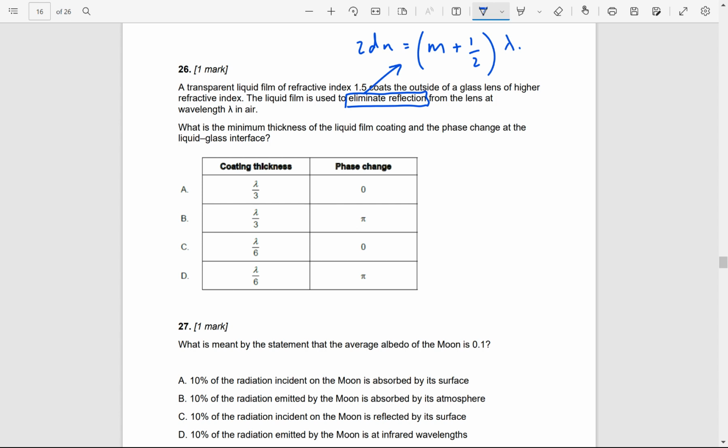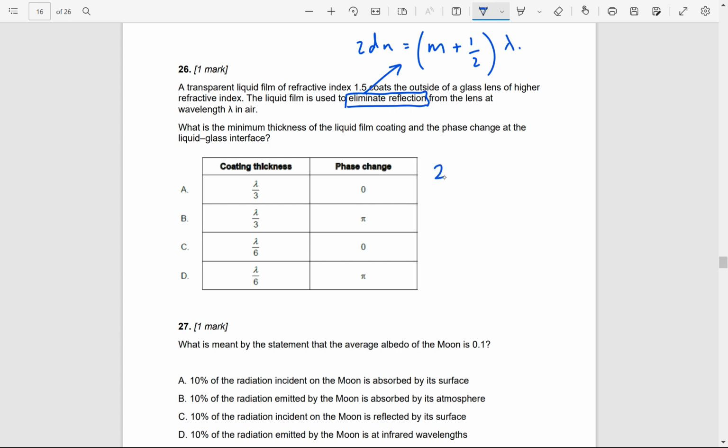It is confusing in the data booklet. It would lead you to think you want the other one, but you don't. Just trust me on this, you don't. So we are going to figure out what numbers we want. A transparent liquid film of refractive index 1.5. So 2D is the thickness, and n is the refractive index.